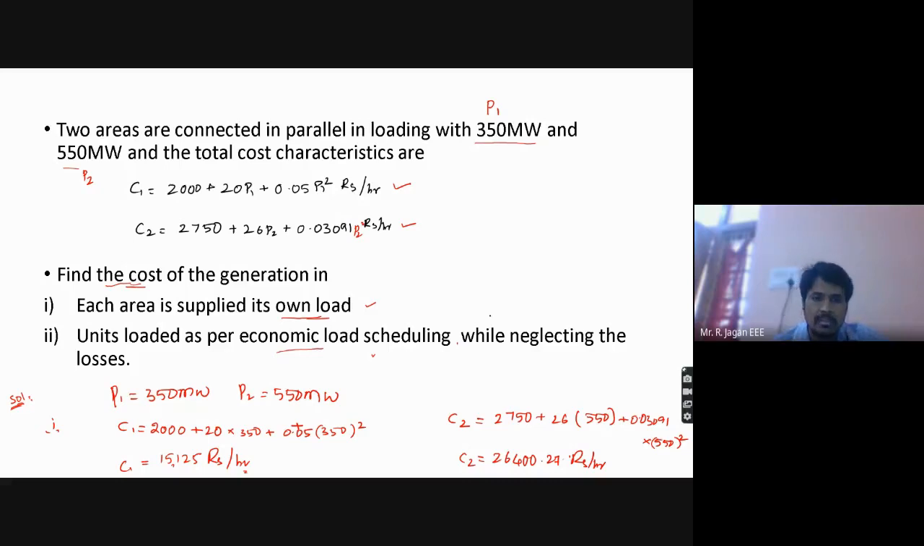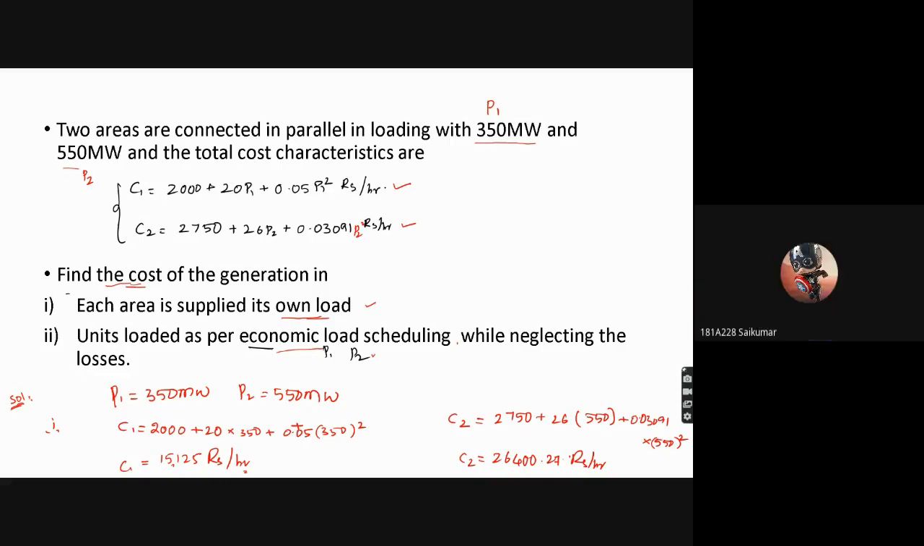Now, after load scheduling we got the P1 value and P2 value. After load scheduling we need to find the cost of the generation. So these two are the cost of generation characteristics. If we substitute the P1 and P2 values here, we will get the individual alternator cost. Is it clear? Is it clear, Babu? Yes, sir, clear.